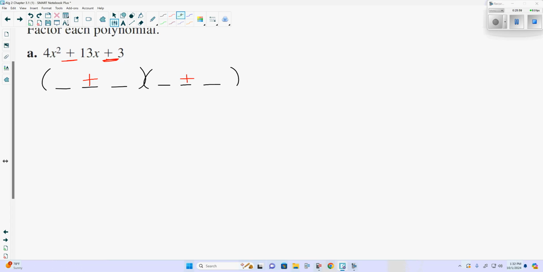Now we need to look at the factors of the first and third. Our first term is what? 4x squared. Well, what's factors of x squared? x and x, yes? Are there any other factors for it? None that would be helpful. I'm just going to put x and x. Okay, factors of 4. 1 and 4, 2 and 2.